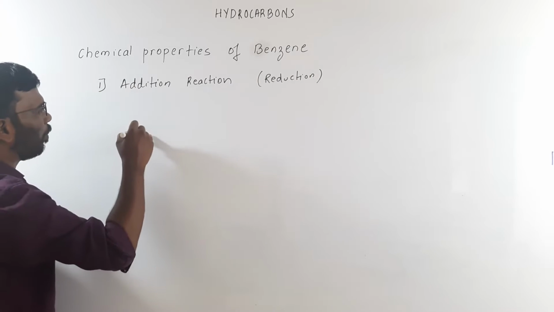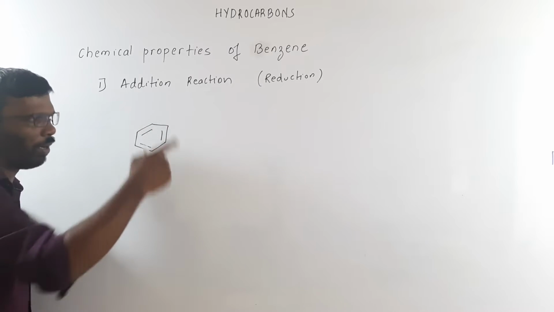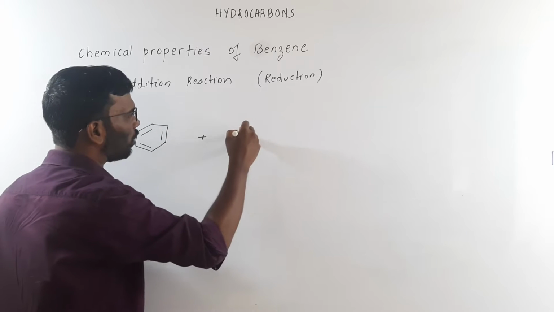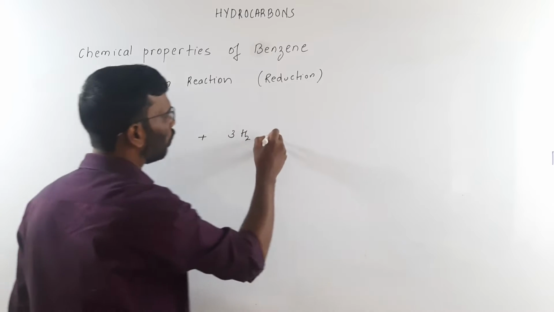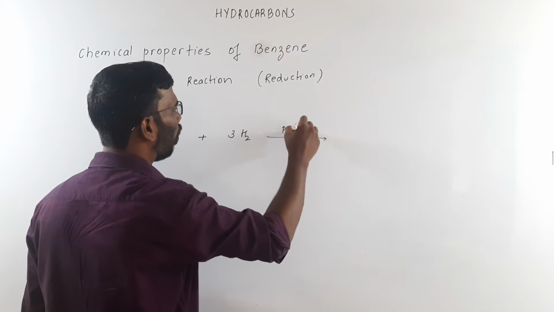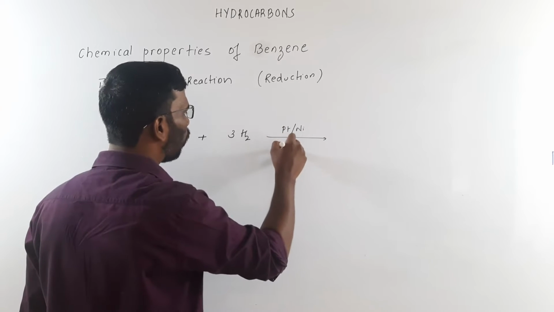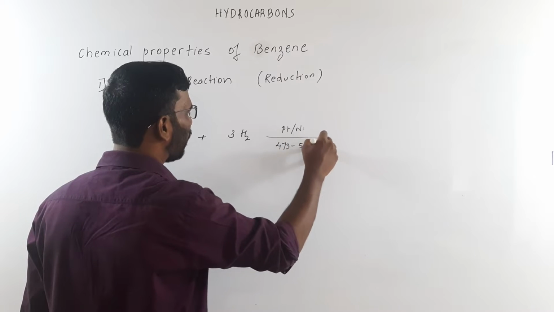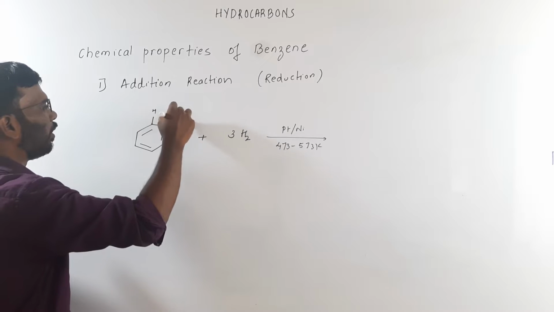So what I do, I take a benzene, this is the benzene structure, there is alternate double bond in it, and if we do the hydrogenation, we will require 3 moles of hydrogen in the presence of platinum or nickel or palladium, and temperature will be around 473 to 573 Kelvin. What will happen? The reduction means what? There is a hydrogen, no? Everywhere there is a hydrogen.